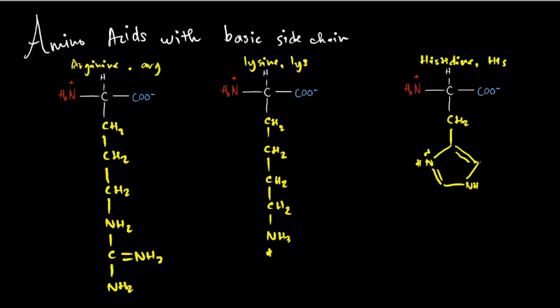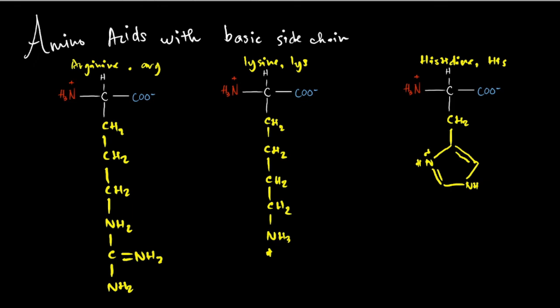This is not aromatic, as you may see, because we don't have enough carbon atoms. As you may have remembered, we need six carbon atoms for it to become a benzene and for it to become an aromatic carbon. Okay? So those are our amino acids with basic side chains due to the presence of our amines.